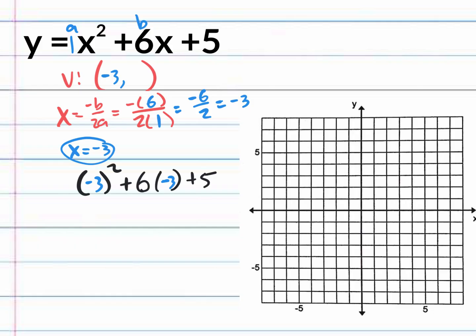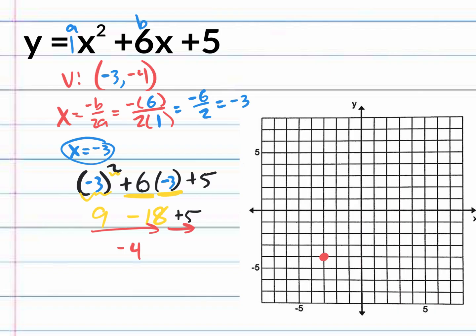And then you could do this all on the calculator, or you could do it by hand, thinking, what is negative 3 to the second power? That's positive 9. And then how about positive 6 times negative 3? That's a negative 18. And of course, you could bring down the plus 5. When you go from left to right, 9 take away 18, that's negative 9, and negative 9 plus 5, that is negative 4. So we just found the y value of our vertex, negative 4. Are you with me? Let's plot that most important point, negative 3, negative 4.